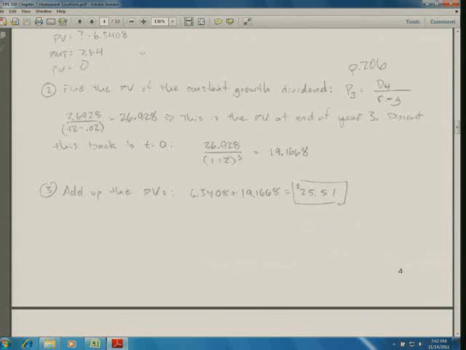Now we can take our two present values from step 1 and step 2 and just add them right together because they're both at time period 0. And so the 6.3408 plus the 19.1668 is 25.51. And again, the interpretation there is that's what we'd be willing to pay for a share of that stock today in order to receive those expected future dividends.